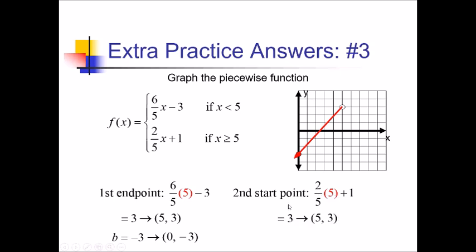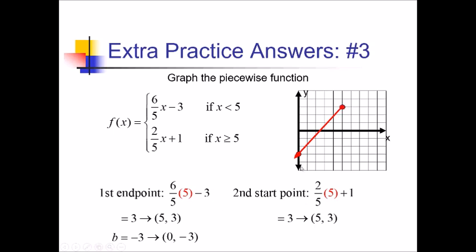Now things have changed a bit. Since this is a rule where x could equal 5 as well as be greater than 5, that means that we're going to have a solid dot at 5, comma 3. So where this open dot is, it was kind of a waste because we're just going to put a solid dot there anyway, but at least we're doing it for the right reasons now.